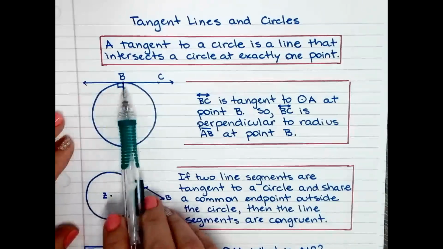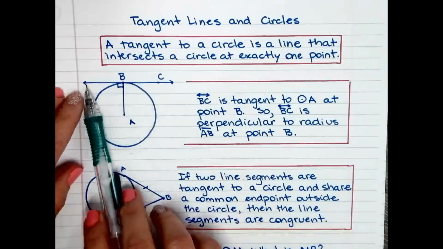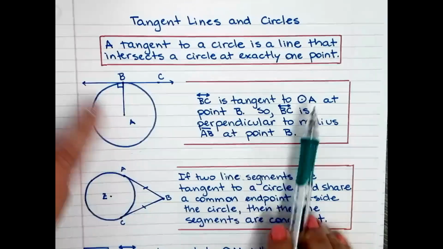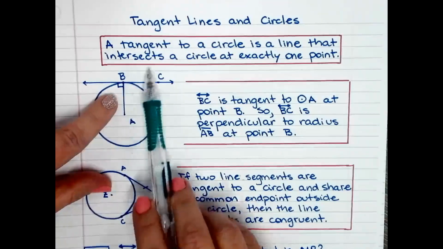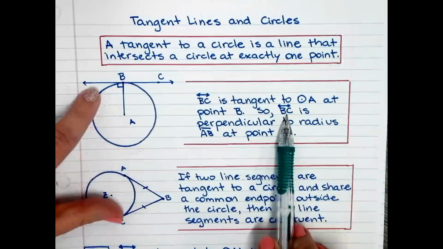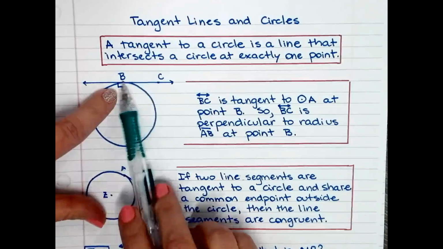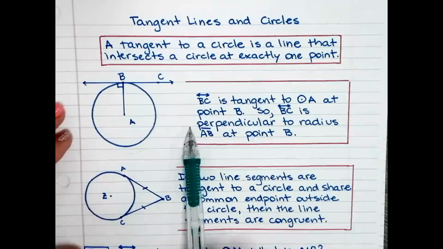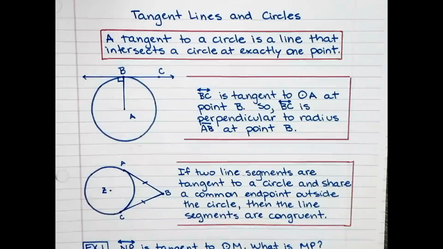If I have line BC, this is my line BC right there, tangent to circle A. This is circle A, and this is line BC at point B. We know it is a tangent because it only touches circle A at one exact point. So line BC is perpendicular to radius AB. That means the angle at point B is 90 degrees. We're going to use this a lot, to the point that you're going to get tired of it.